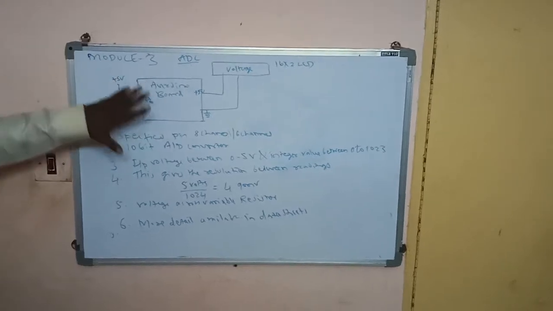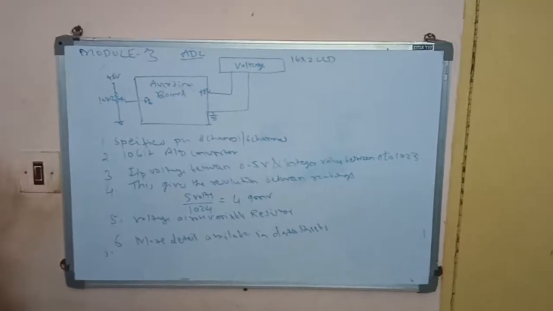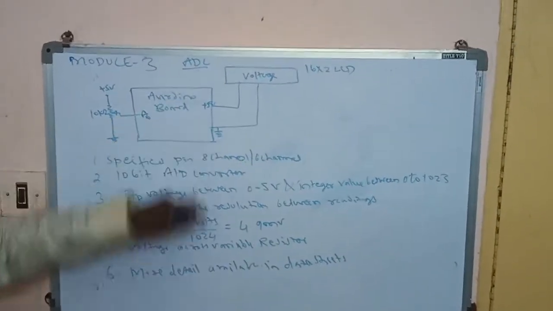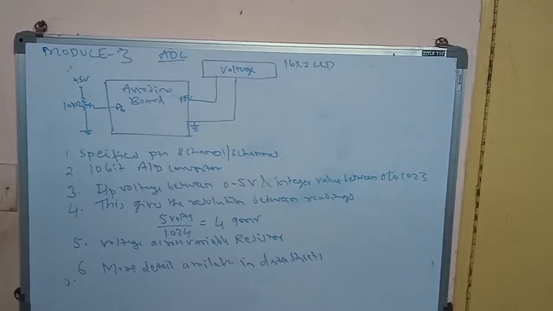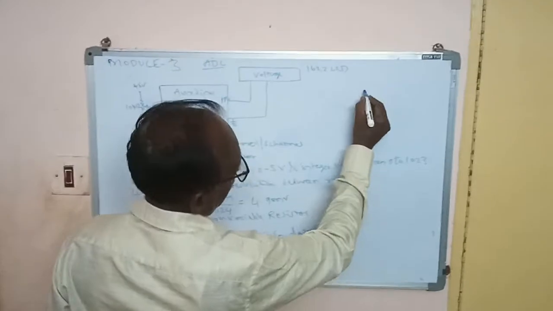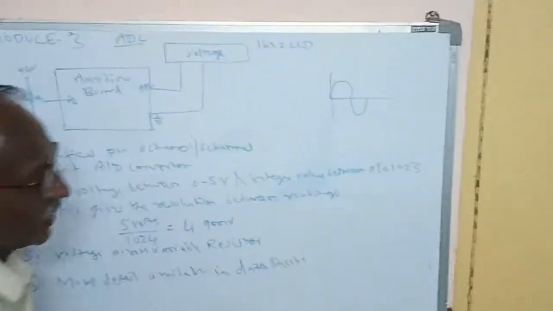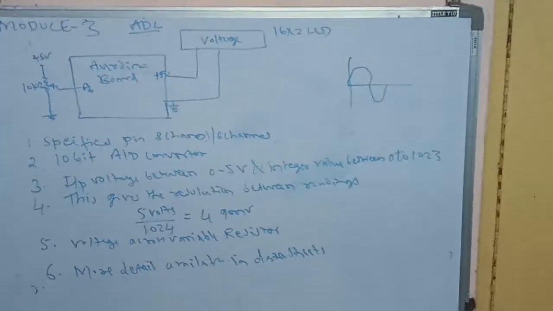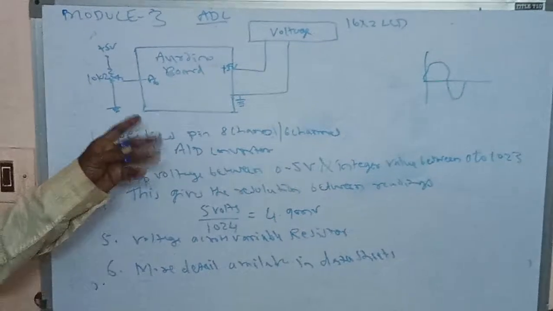So in module 3, it is another important experiment for interfacing. The experiment name is analog to digital converter. You are already familiar with the information of an analog signal. An analog signal is in the form of a sine wave, and that information is to be converted into digital.